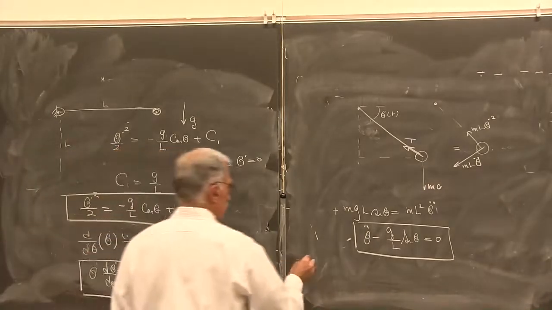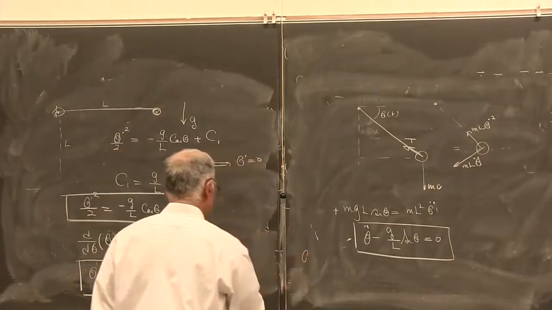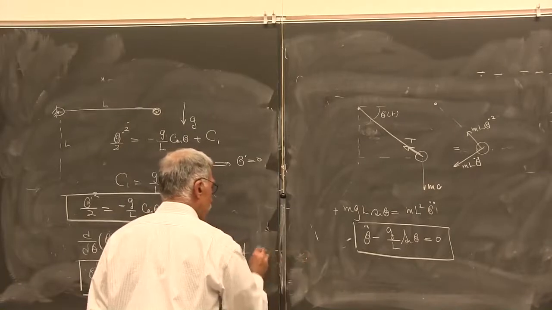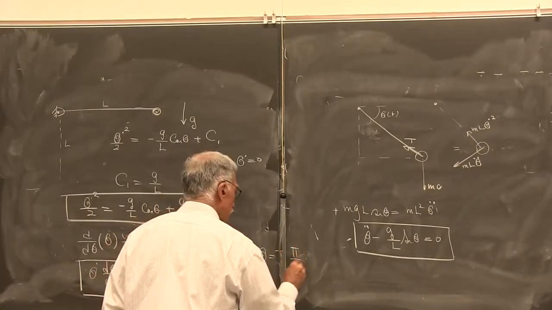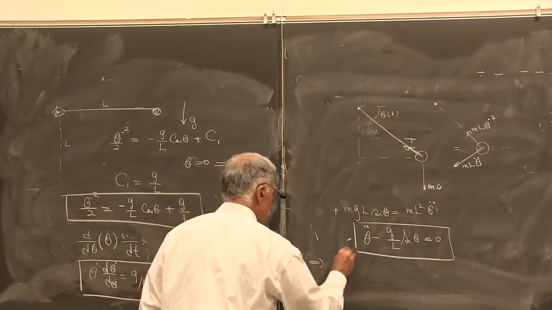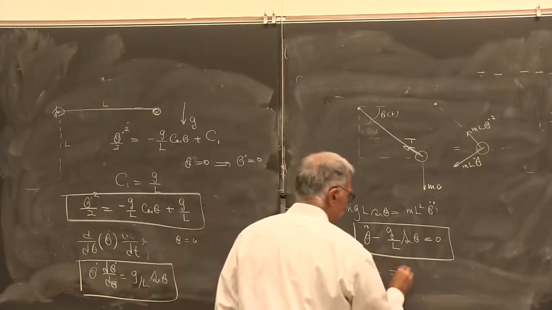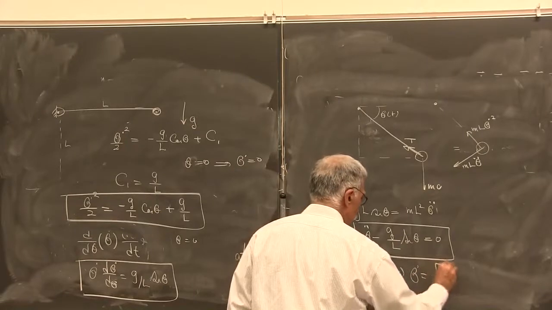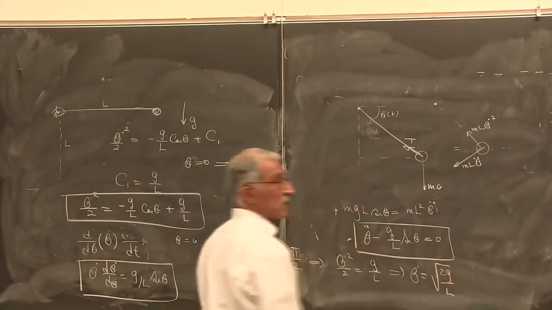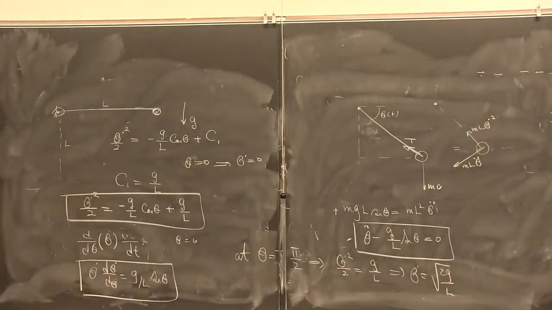So you can say that the system comes to the vertical position at theta equal to pi over 2. Your theta dot square over 2 becomes g over L, and theta dot becomes equal to the square root of 2g over L. Same answer.